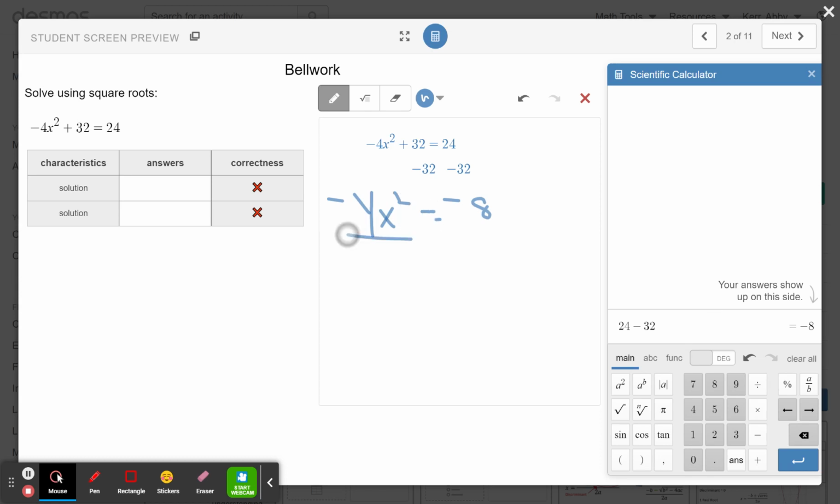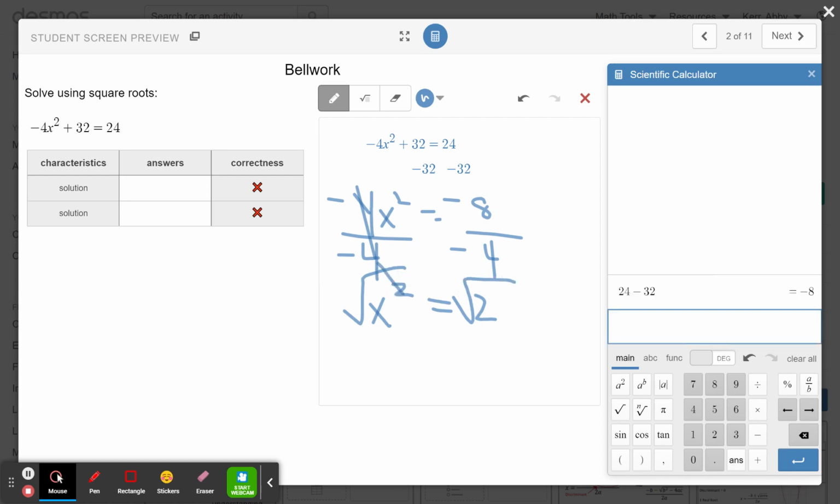Now to undo multiplying by a negative, we're going to have to divide by that negative. Then we have x squared equals 2. To undo squaring, we have to use the square root. So the square root of 2 is x equals about 1.41.